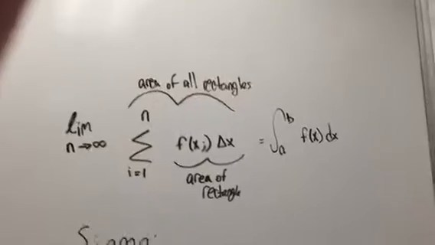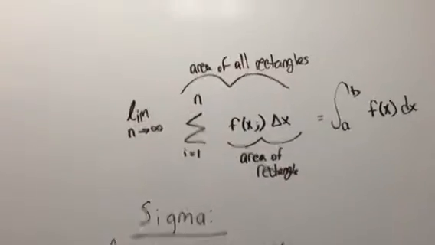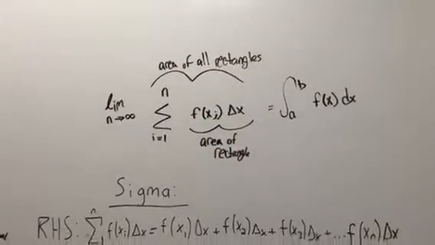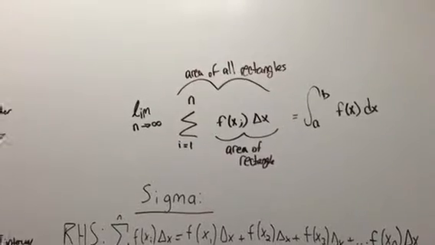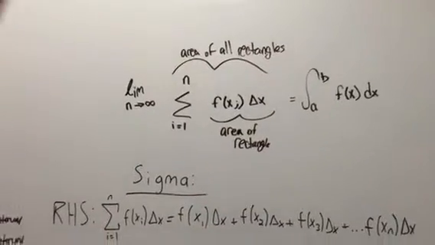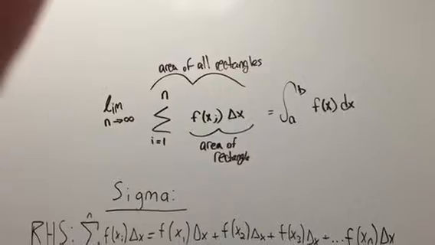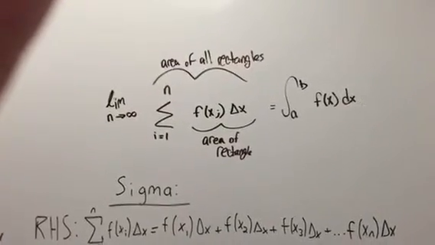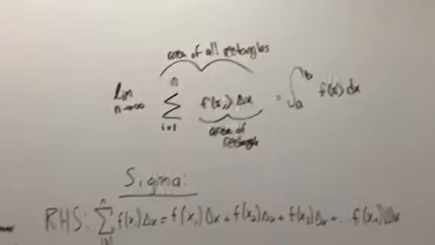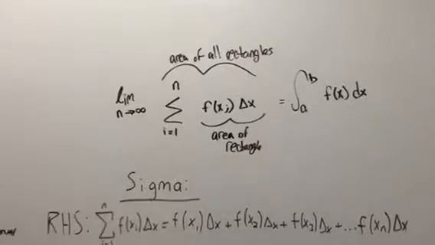Now I'll talk about limits for just a few seconds. It's the limit as n approaches infinity of the sum of the function, the height of the rectangle, times the width of the rectangle, and that is equal to the integral from a to b of the function of x.